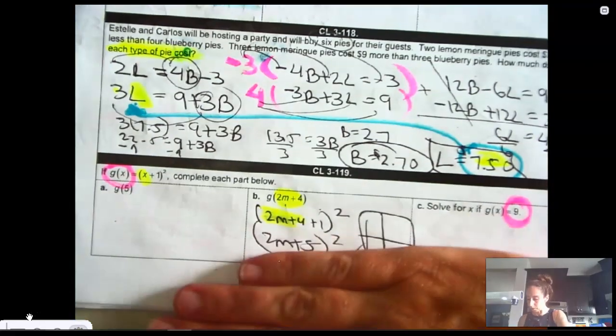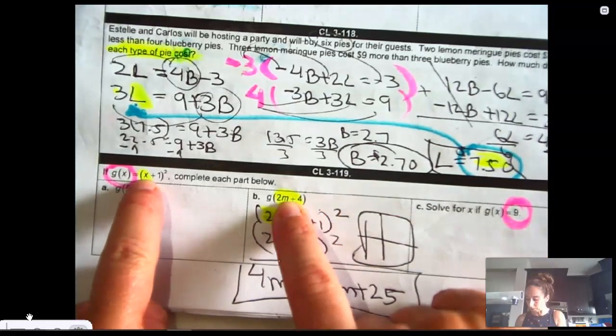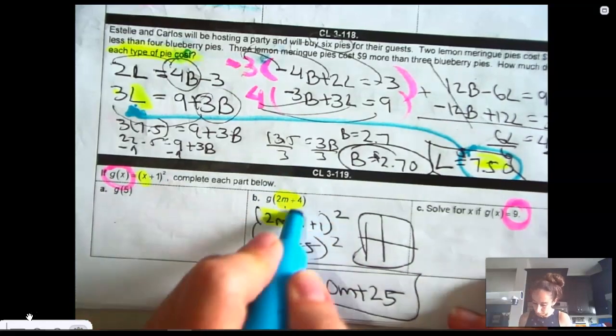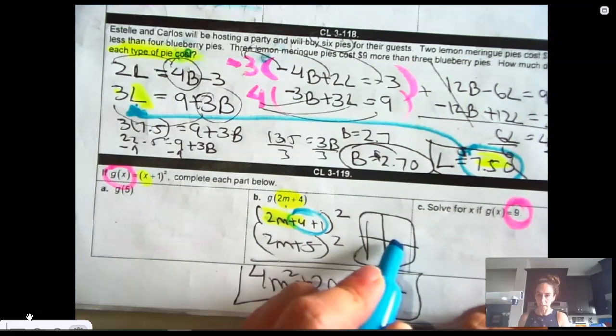I wanted to do this one, so I put the 2m plus 4 in for x and then added 1. I simplified the 4 and the 1, and I got 5. Boxed it out and got that.